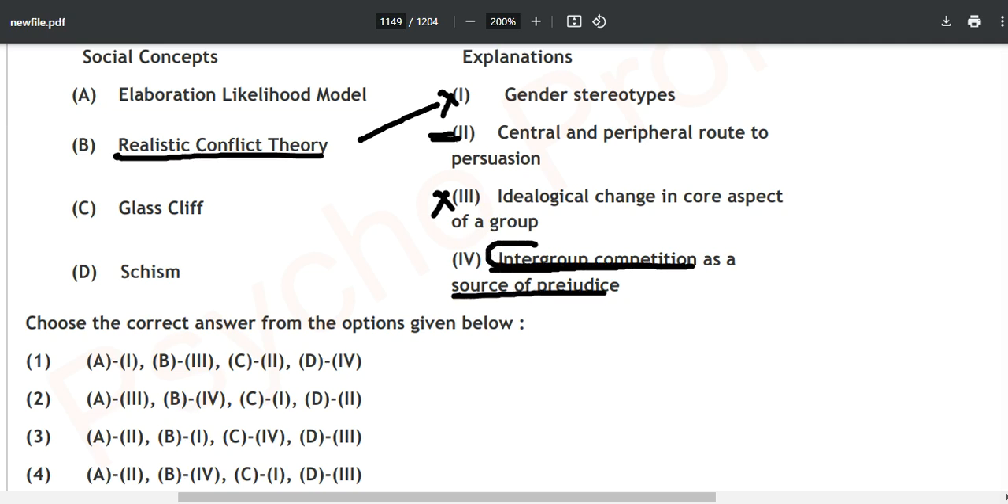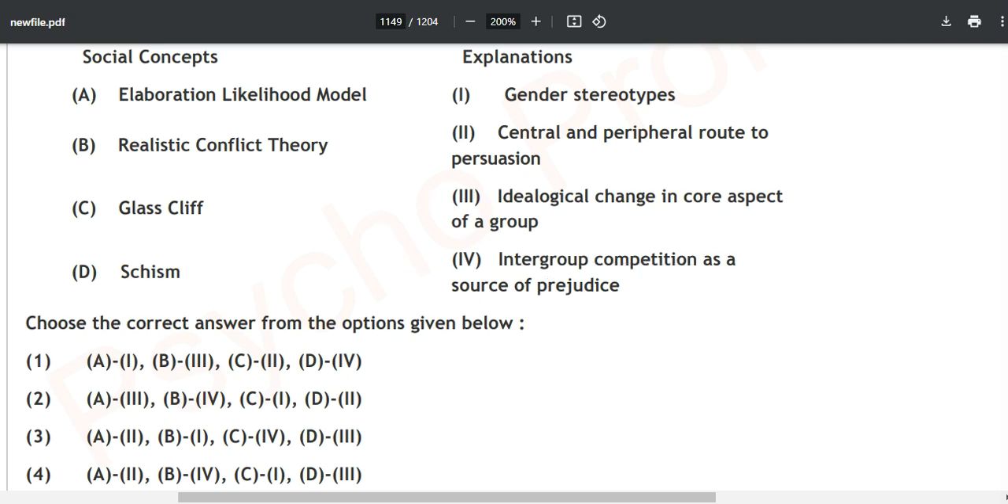Realistic conflict theory, then we are having B with the 4. And I guess you get the answer as well. Option number 4 is the correct answer over here. And another shock for you: in a recent examination they asked this question. Intergroup competition as a source of prejudice can be explained by this theory.